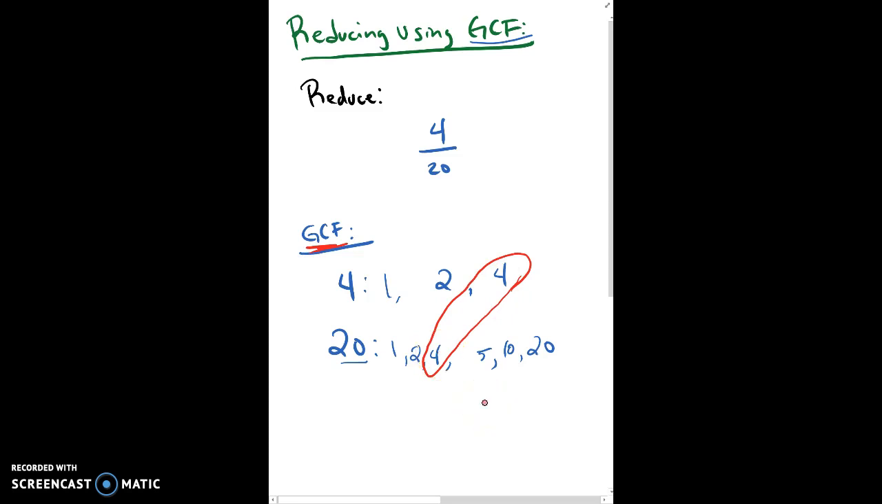Okay, so how do we use the greatest common factor to actually reduce this fraction? Well, we use it like so. We divide the top number by 4, and as we remember, we get 1. And then we divide the bottom number also by 4, because the rules state that we have to divide both of them by the same number, and 20 divided by 4 is 5. And that's how you use the greatest common factor to reduce any fraction.